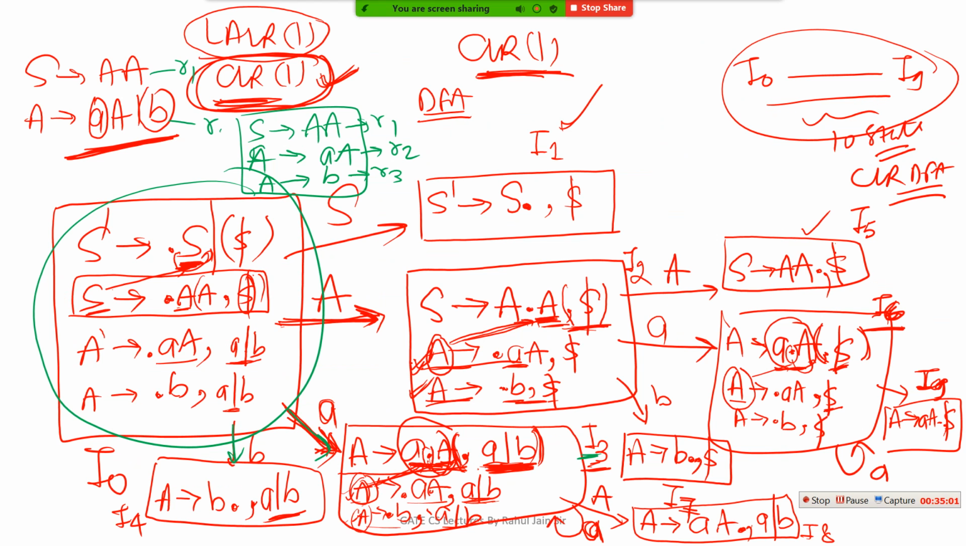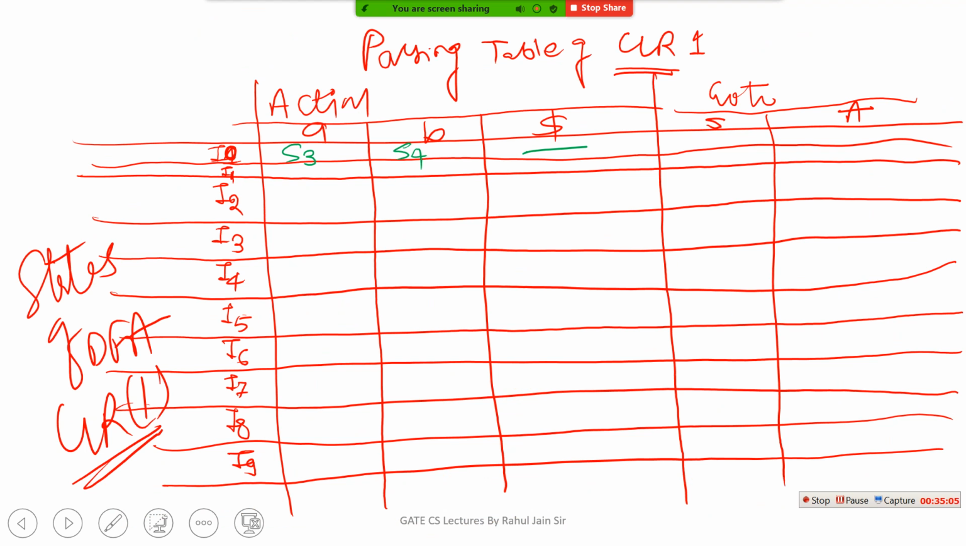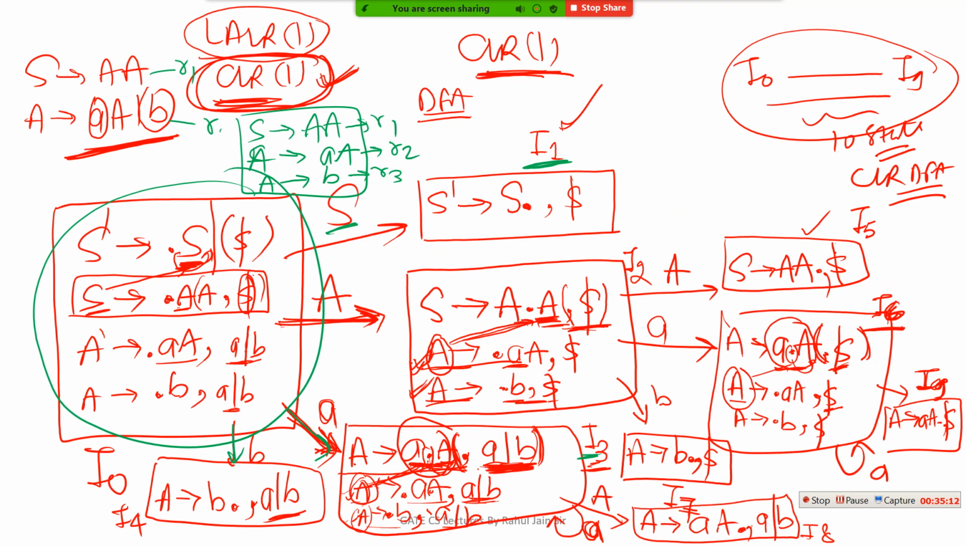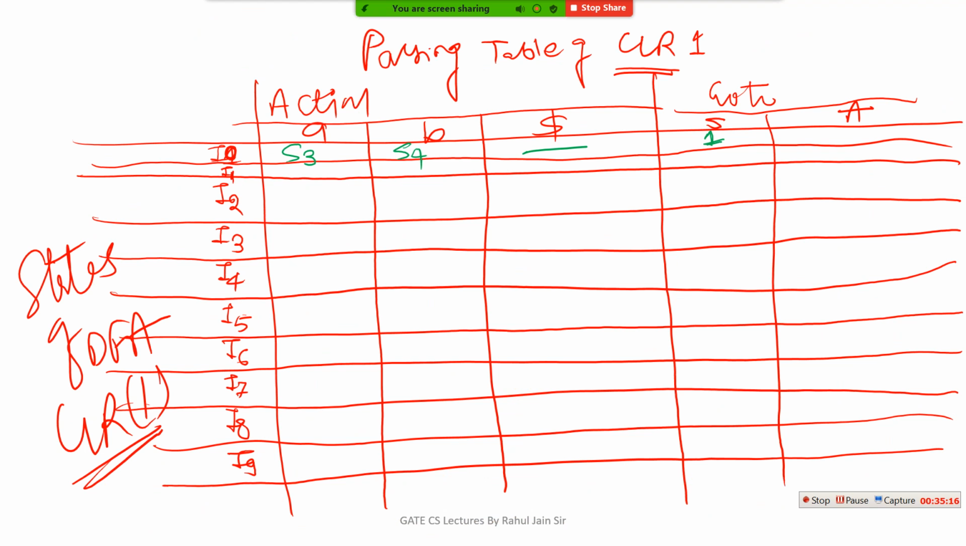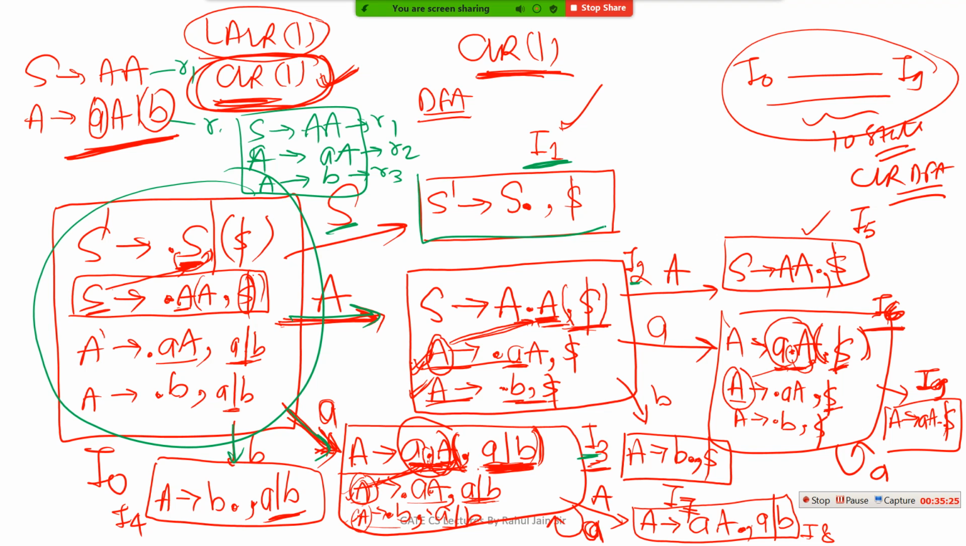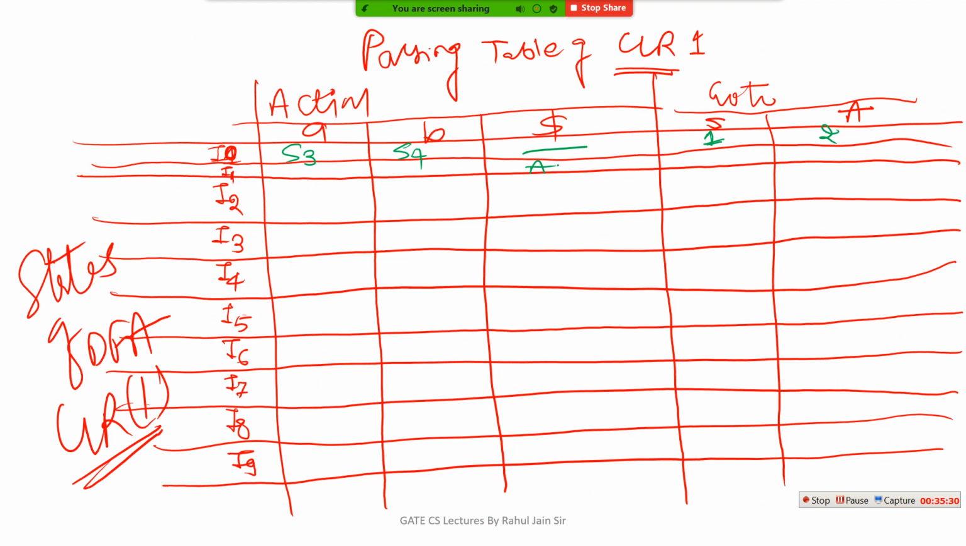On capital S, from I0 to capital S, I am moving to I1. So the goto table entry will consist of just the name of the next state, so 1 would be there. And from I0 to capital A, I am moving to I2, so I will write 2 in the goto state. So these are the entries of I0. I1, you can observe, is the starting state and it is accepting in I1 itself. So on the dollar you can accept it, and in the other places you can leave it blank.